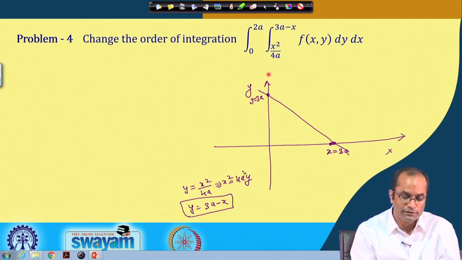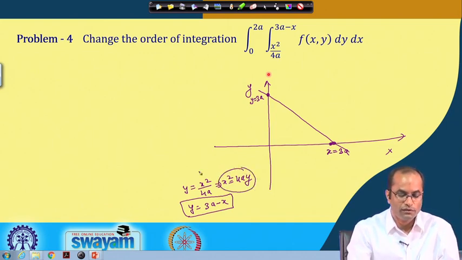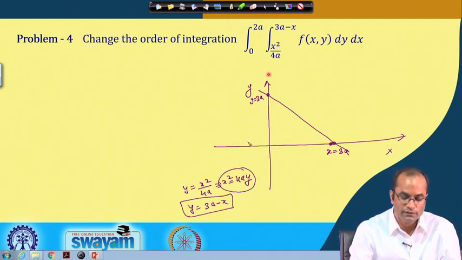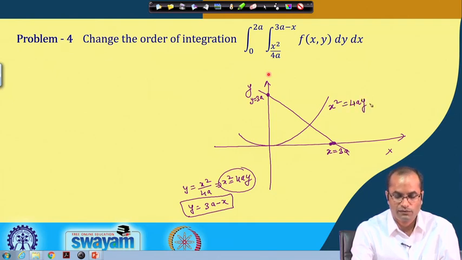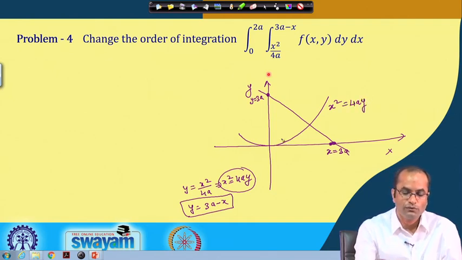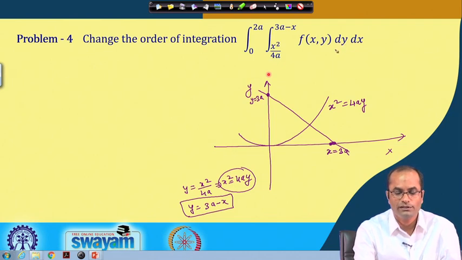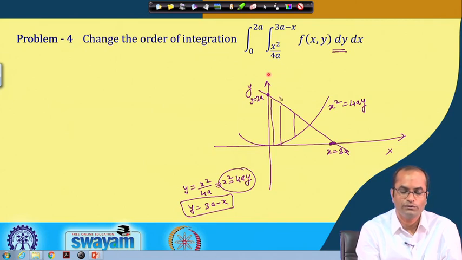So, this is the line, and now we have x square is equal to 4ay. That is the parabola. Now if we look at the limits for y, y goes from the parabola to the line. So, this is the direction for y, from the parabola to the line.